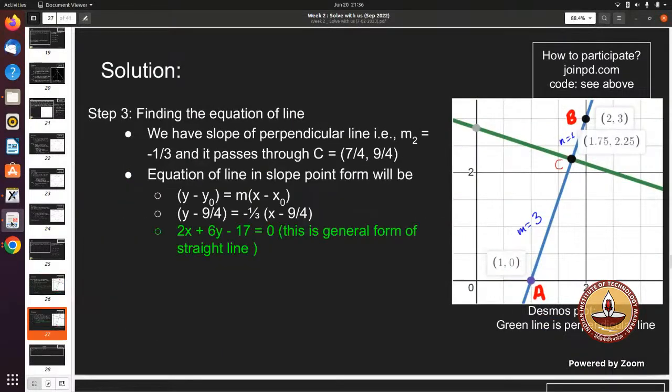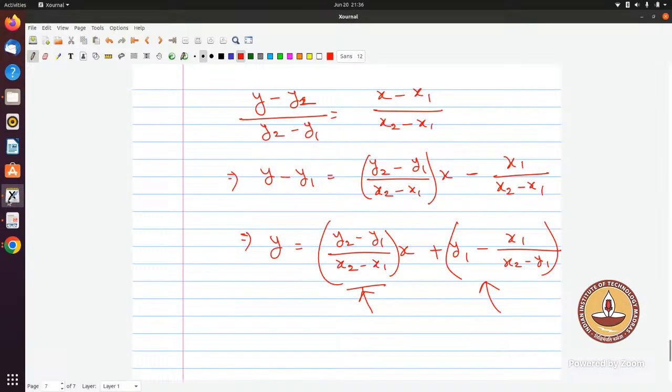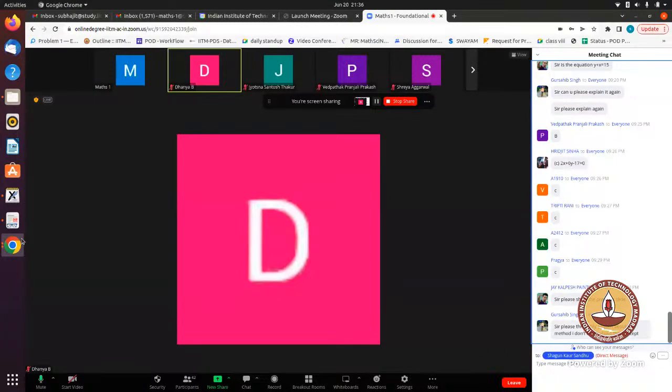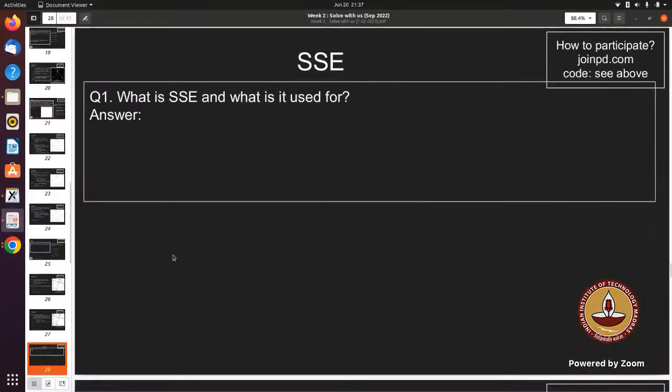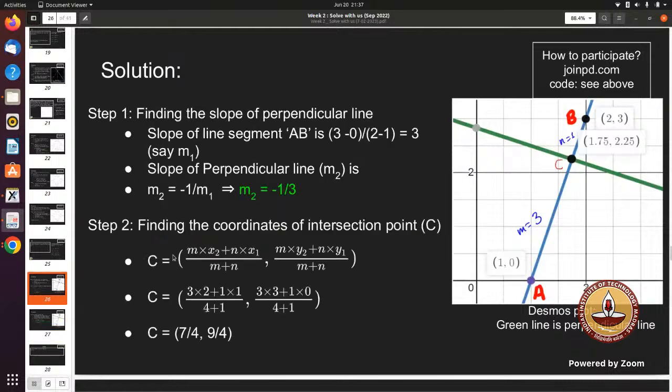Okay. Tanya, tell me. Show slide 26 and 27. Okay. So first we are calculating the slope of AB, right? 3 minus 0 by 2 minus 1, that is 3. So the slope of the perpendicular line will be minus 1 by 3.